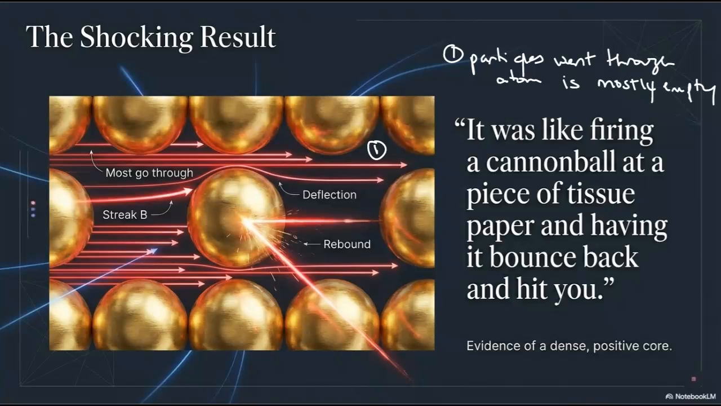So the atom is mostly empty. There's nothing there because they're so small, those particles were able to go through. Now, sometimes those particles got bounced back or they rebound. And they bounce back because he was able to say that the atoms must have a dense center. So all the mass of the atom is concentrated in one location. He called that center the nucleus.